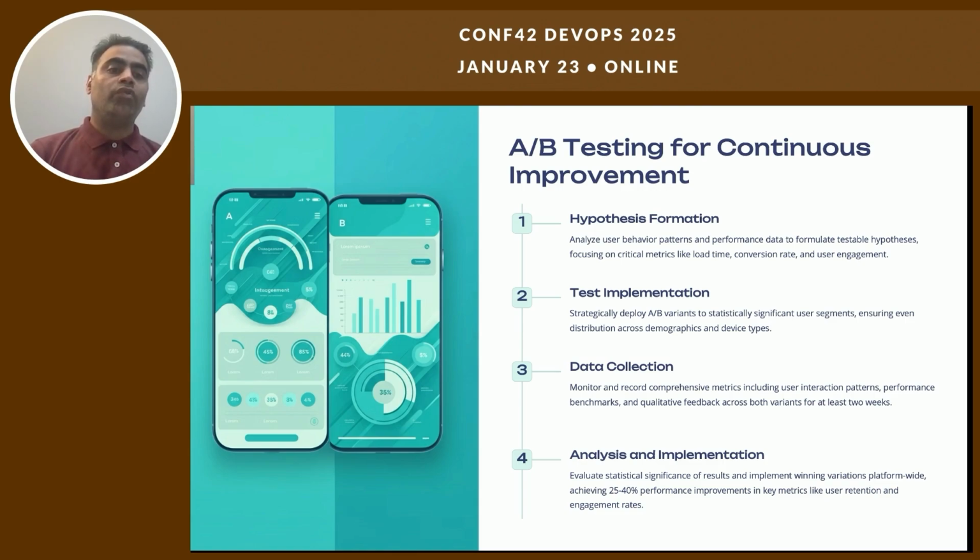Once we identify the better performing variant, it's implemented across the app. It can result in improvements of up to 40% in key metrics like retention, engagement, and user satisfaction, and that can drive more users into the application.